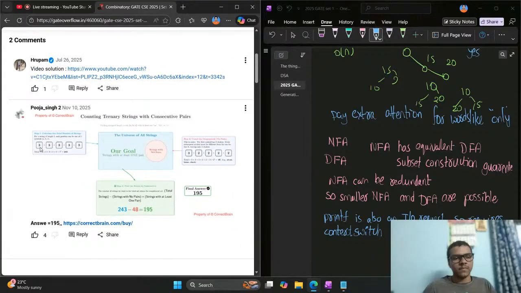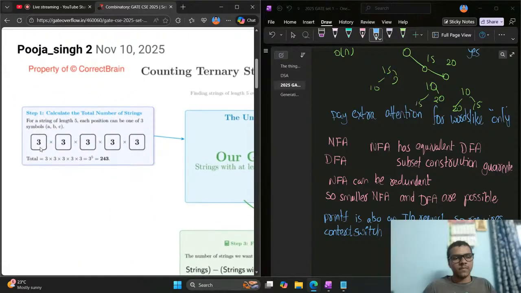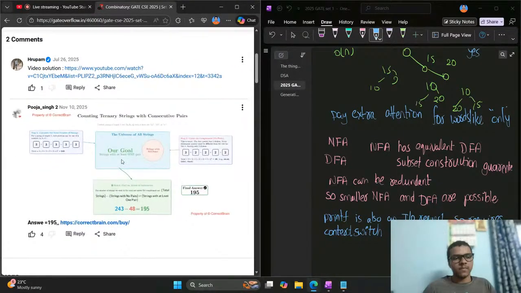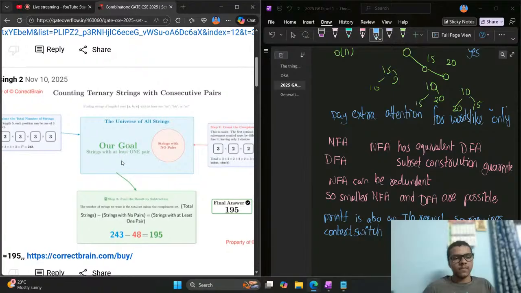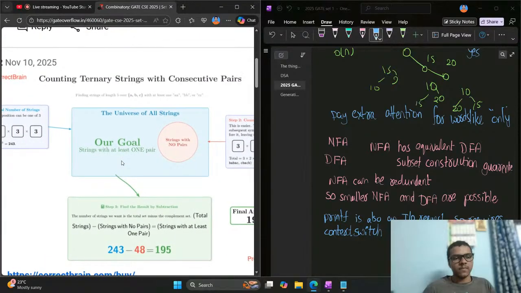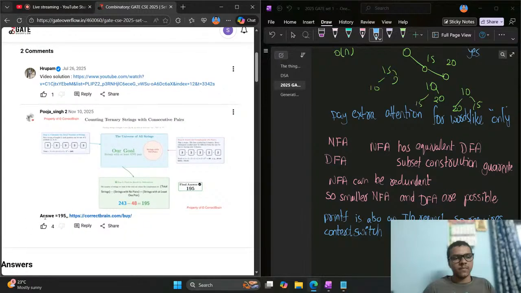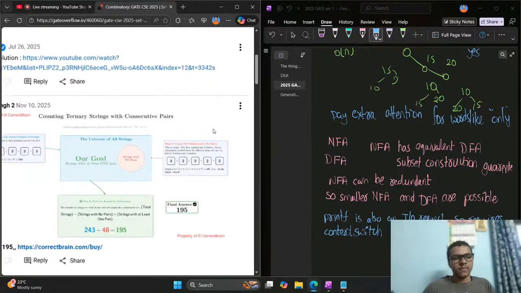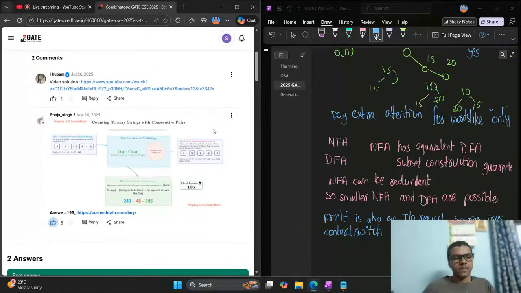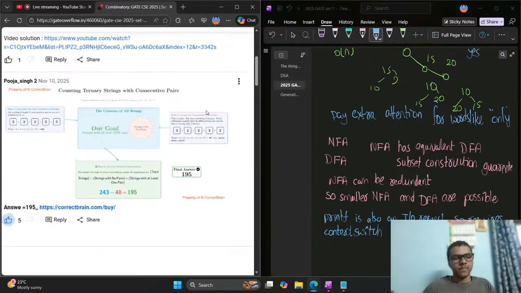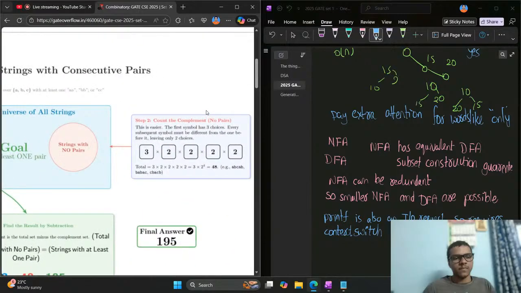Counting ternary strings with consecutive pairs. Calculate the total number of strings. Oh my god, you are not choosing strings with at least one pair. Why am I having a feeling like I did this question? No, like I did a question with 195 as the answer.